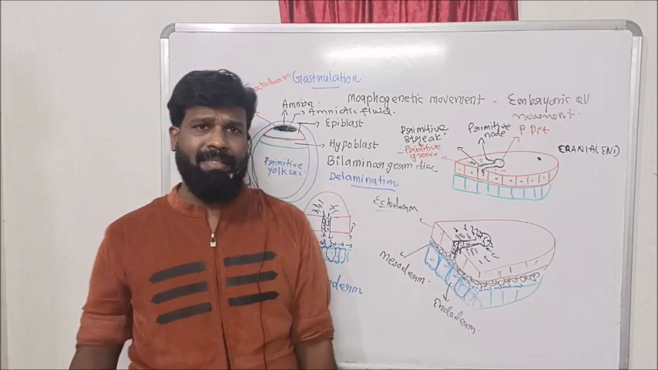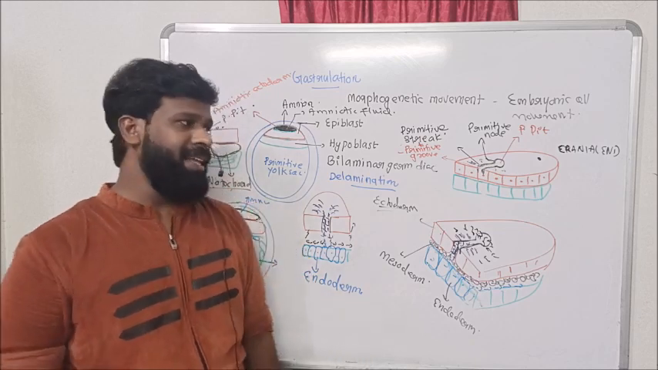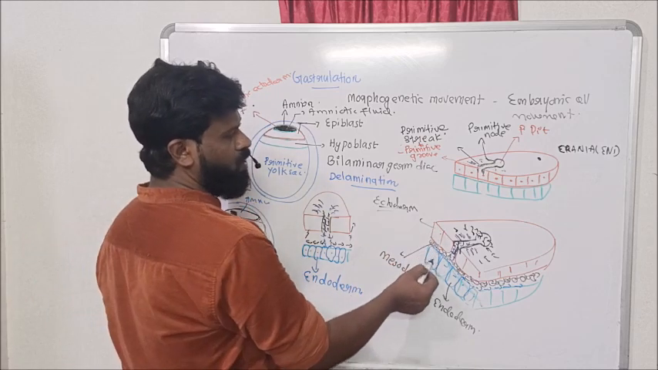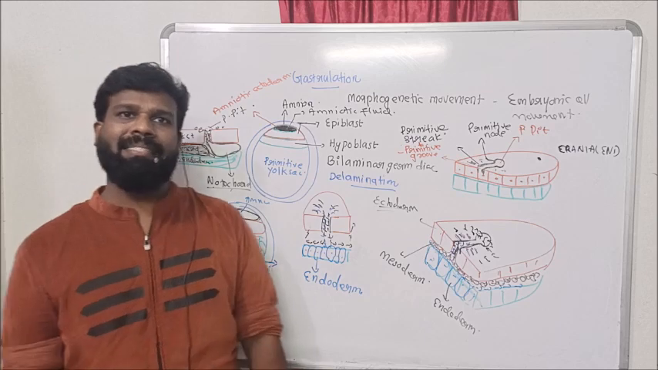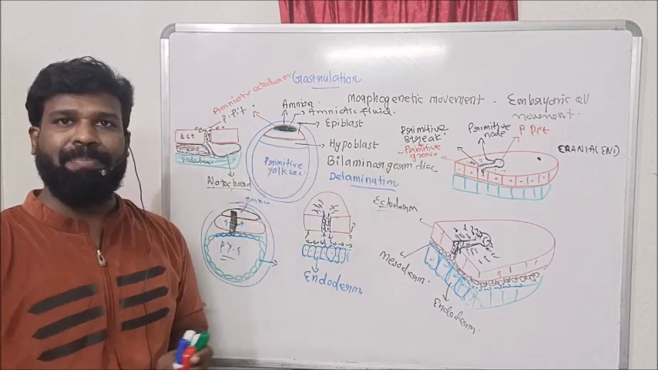Anyway, these are the three layers of the gastrula. This trilaminar disc is the gastrula stage. The layers of the gastrula are ectoderm, mesoderm and endoderm. And these three layers are formed by the massive morphogenetic movement of the cells of the epiblast.